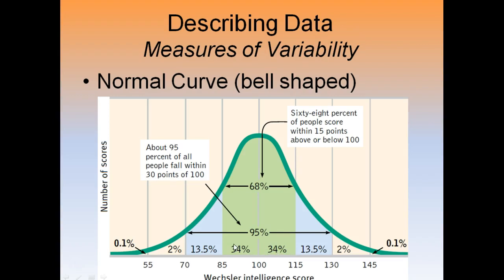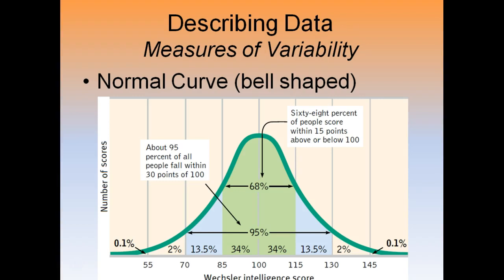And it looks the exact same on the other side if it's a perfect bell curve. That means that 34% of the people are going to score between 85 and 100. So we have 68% of the people are going to score between 85 and 115. And if you're giving a test, this is kind of what you want to see happen.